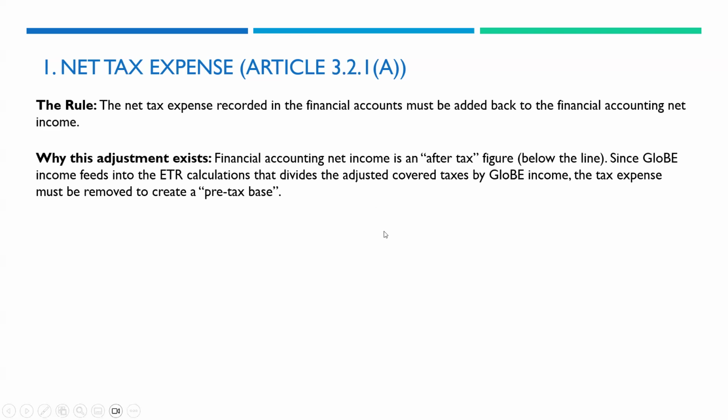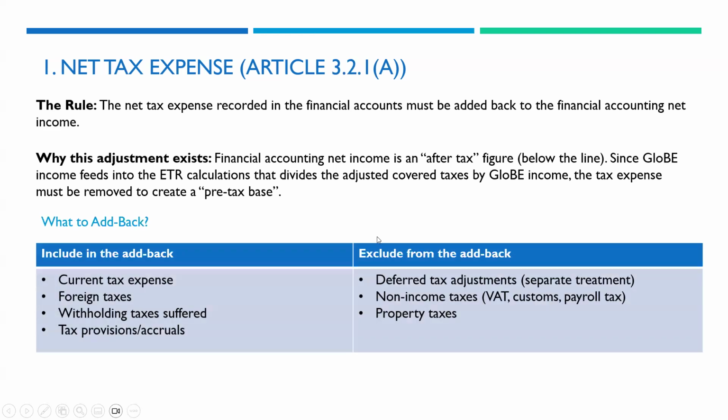That's because, my friends, not everything is a covered tax. What should you add back? Current tax expense, foreign taxes, withholding taxes, or tax provisions or accruals which are part of your P&L. If you take current taxes in your financial statement, it would have all of these, right? So we only need to add back current tax, foreign tax, withholding tax, and tax provision. Basically, something of a direct tax nature. You should not exclude deferred tax because it has a separate treatment. We'll discuss that in the next chapter.